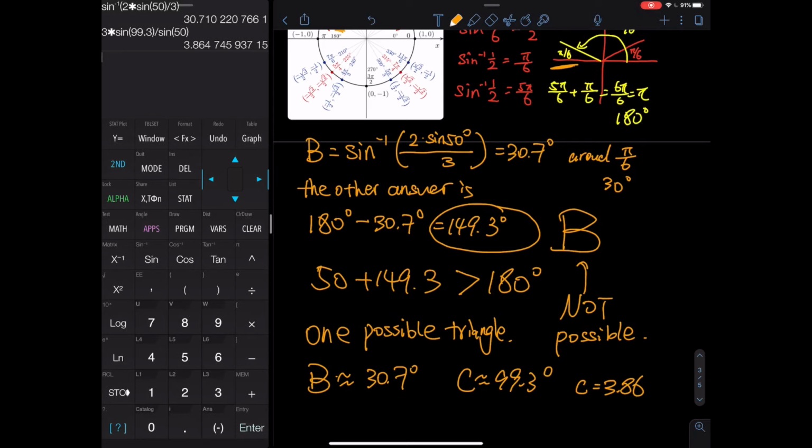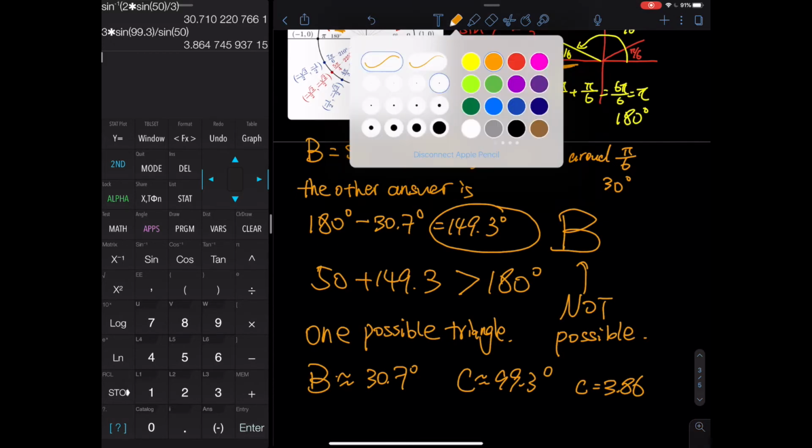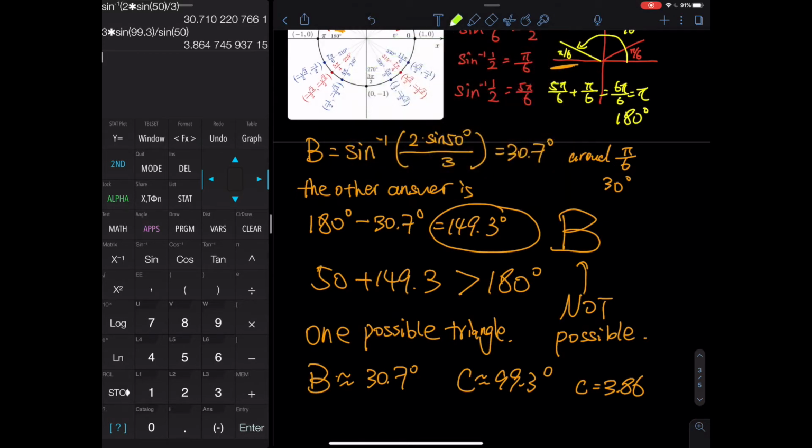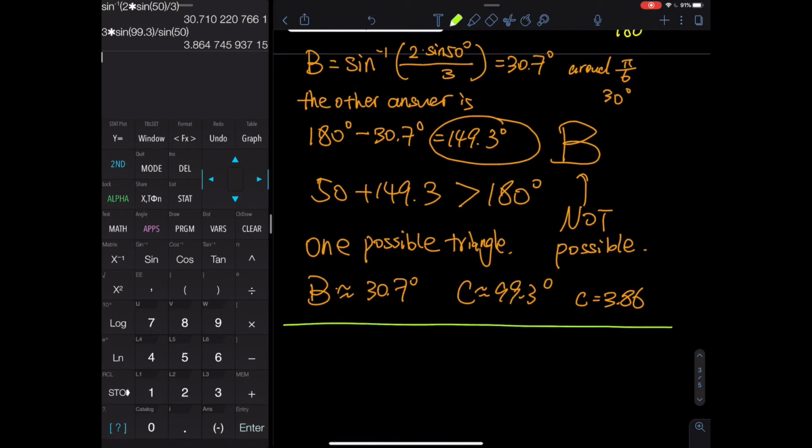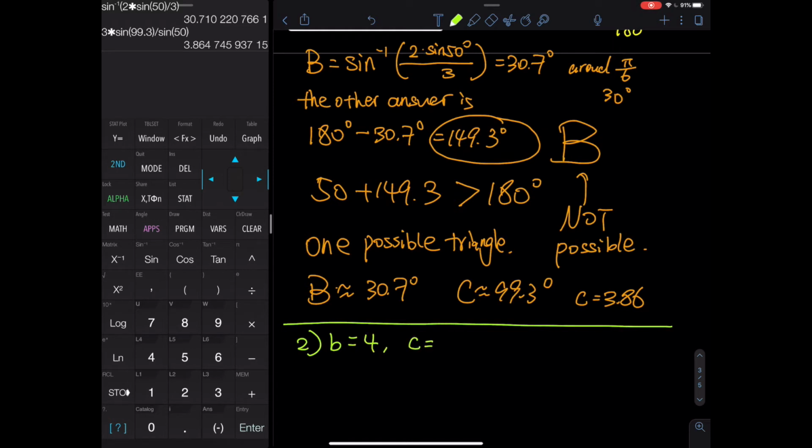All right. So let's take a look at the next example. The next example has two possible answers. Time to change colors for that. We are not going to go back. I will just copy the problem for you. So number 2, we have b equals 4, small c equals 6, and then big B equals 20 degrees.